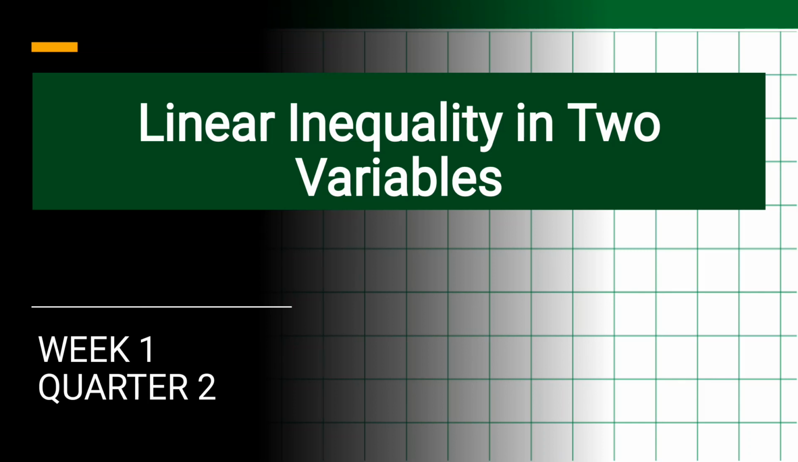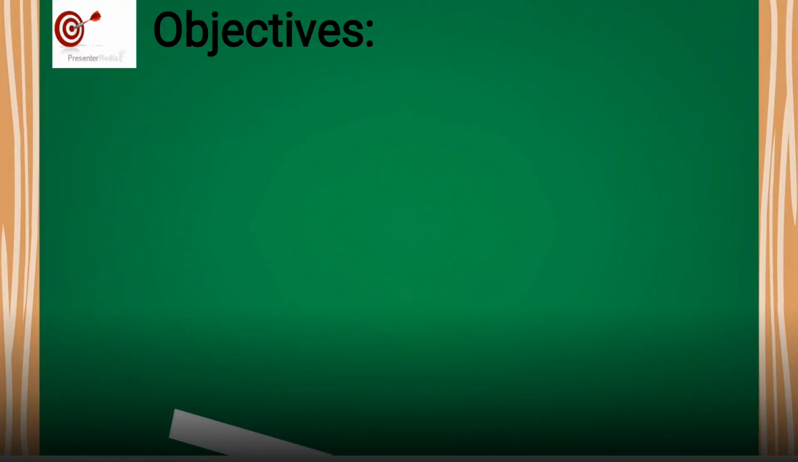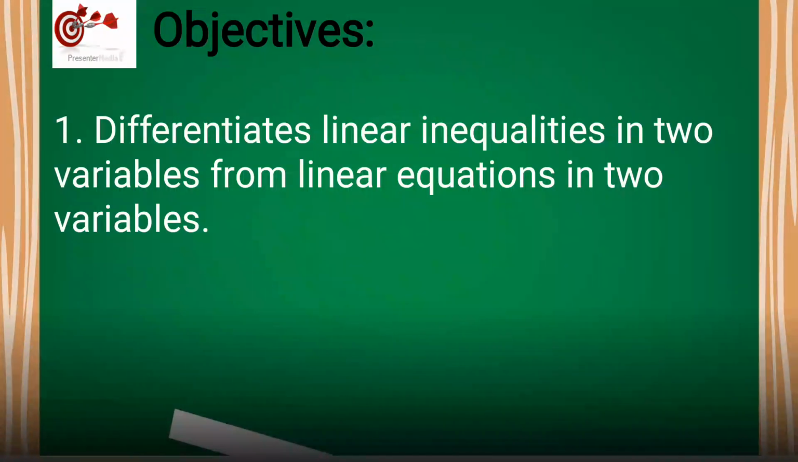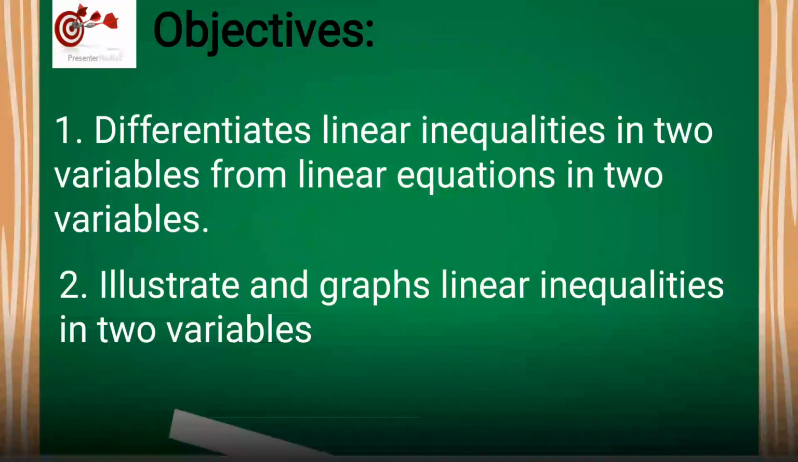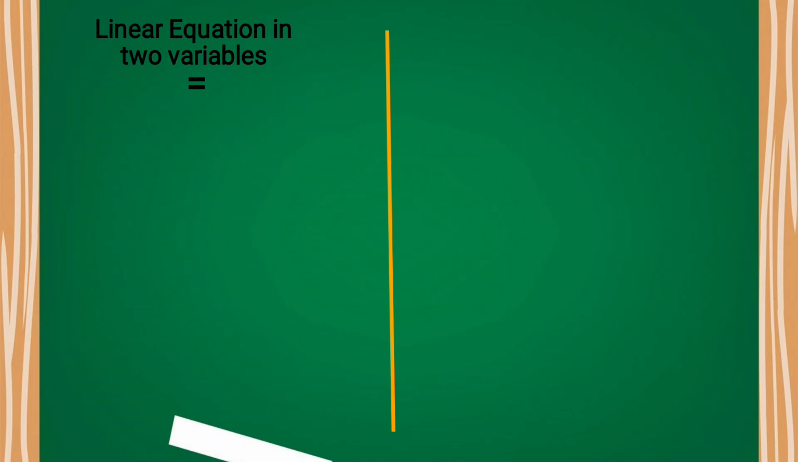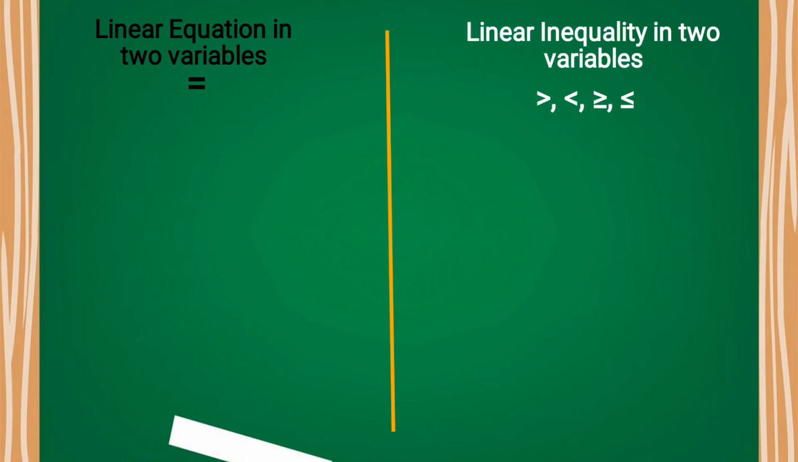Linear inequality in two variables. So, objectives. Our first objective is differentiates linear inequalities in two variables from linear equations in two variables. Second objective, illustrate and graphs linear inequalities in two variables. So let us have our first linear equation in two variables. We use the equal sign. While in linear inequality in two variables, here are the symbols. So we can use the greater than, less than, greater than or equal, and less than or equal.